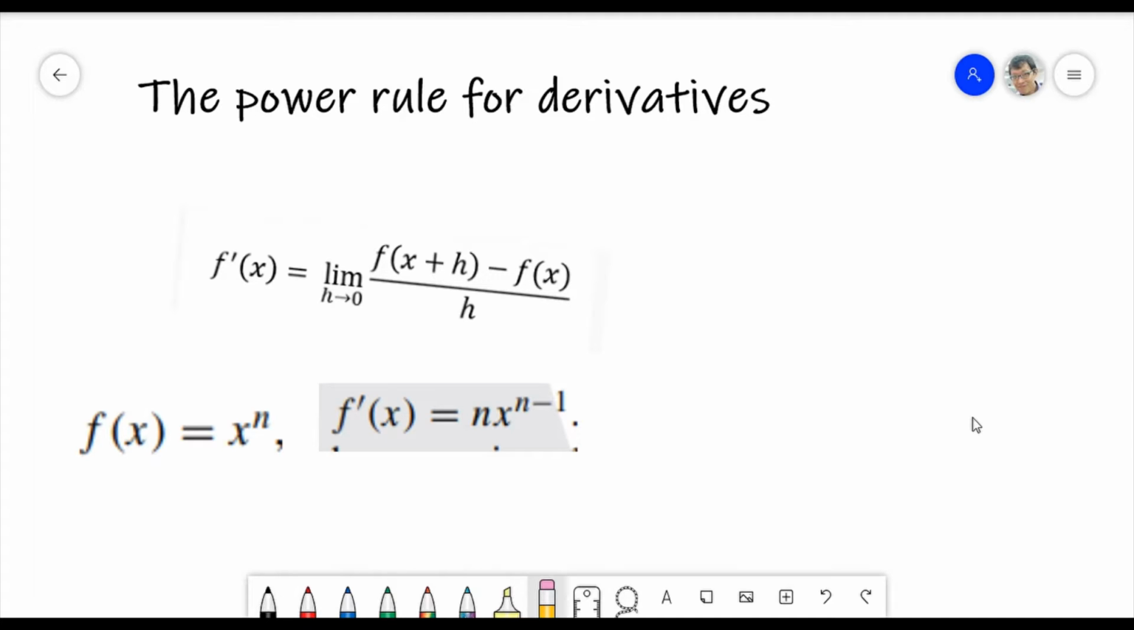Hello everyone. So this time we go on with our derivatives course. This time we talk about important derivative rules.